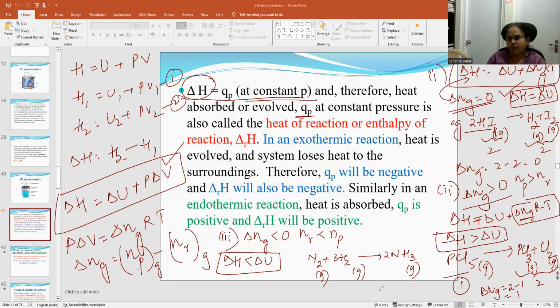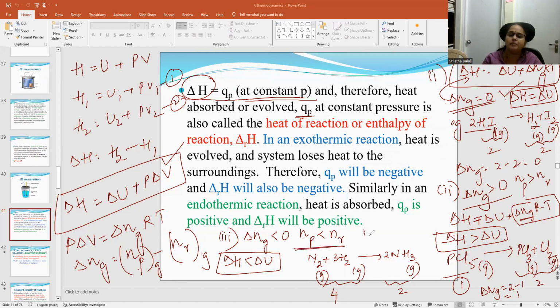Got it? So how many moles of reactants? 4 total. 1 plus 3 is 4 moles of reactants, and 2 moles of products. I'm sorry, let me take that back. Products is less than reactants.